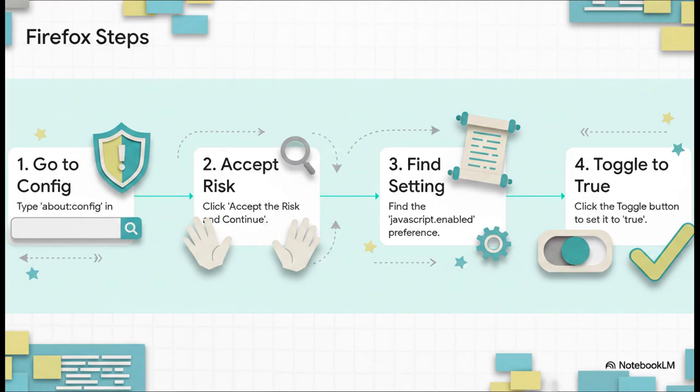Just type about:config and hit enter. This zaps you straight to Firefox's advanced settings page. From there, just use the search bar to find javascript.enabled and make sure it's toggled to true.